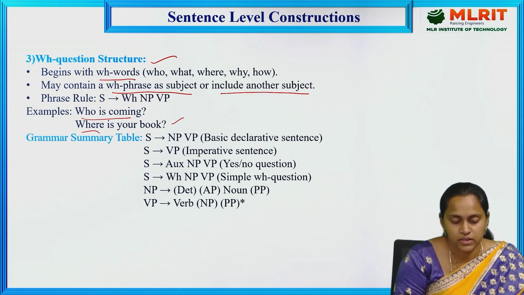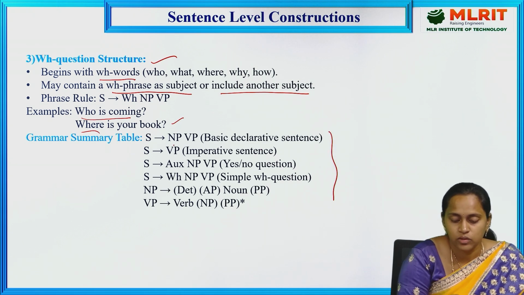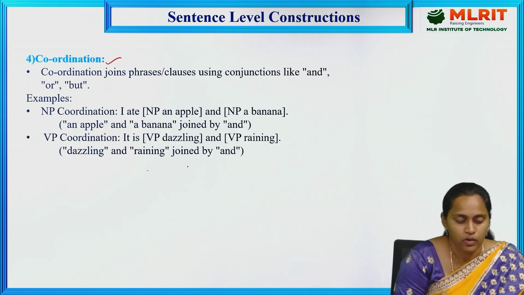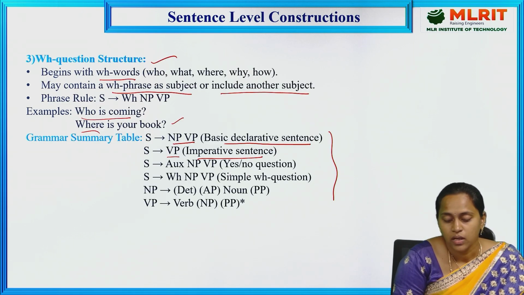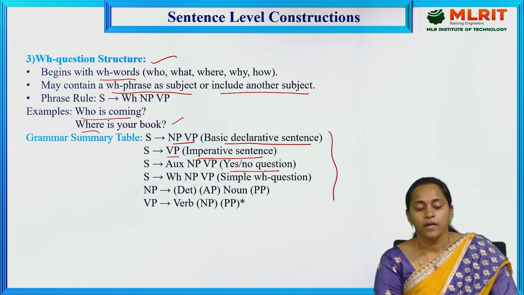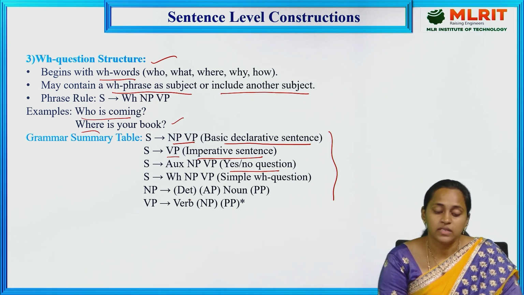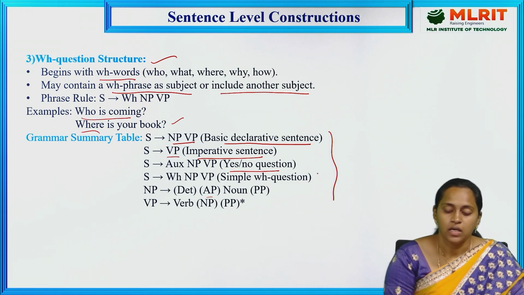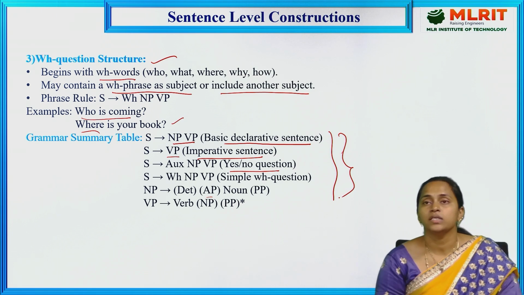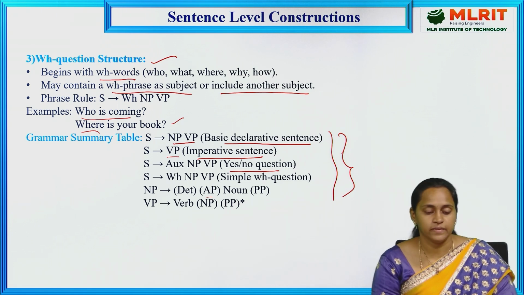So see the summary table. Sentence, noun phrase, verb: this is a basic sentence. Sentence to verb phrase: imperative sentence. Sentence to auxiliary, noun phrase: this is about yes or no questions. Next, WH is a simple WH question. It means what, noun phrase, determiner, auxiliary, pronoun, noun. These are some rules about the sentence structure.